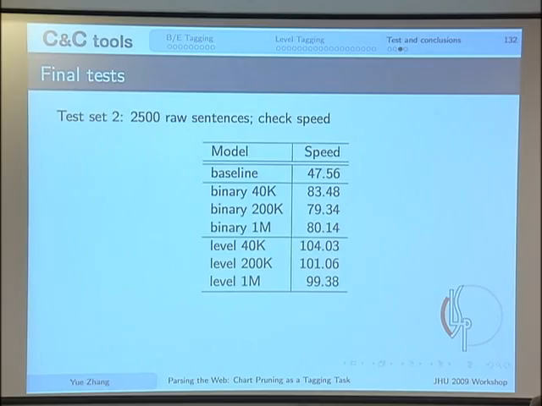Now, secondly, we use this set of data to measure the speed up. We find that, again, using both binary and level tags, we can achieve a fair amount of speed up. And using level tags, we can generally perform better than using binary tags. However, when we increase the number of training sentences from 40,000 to 1 million sentences of training data, we didn't find a large amount of speed improvement. In other words, it doesn't scale up very well in the self-training case.